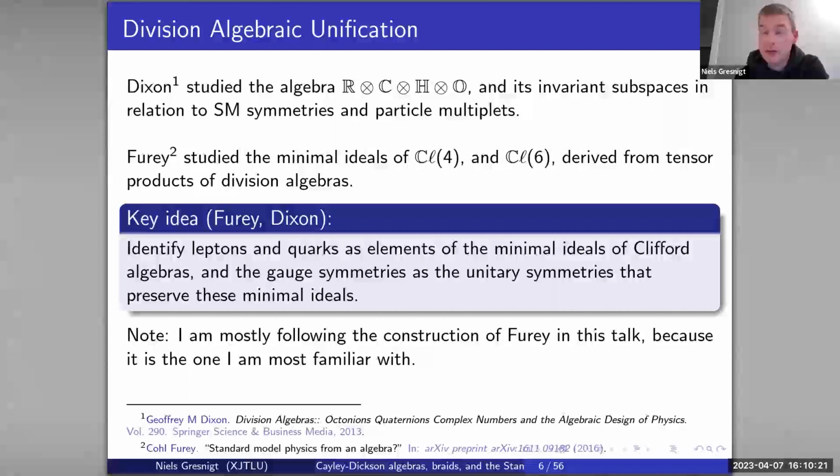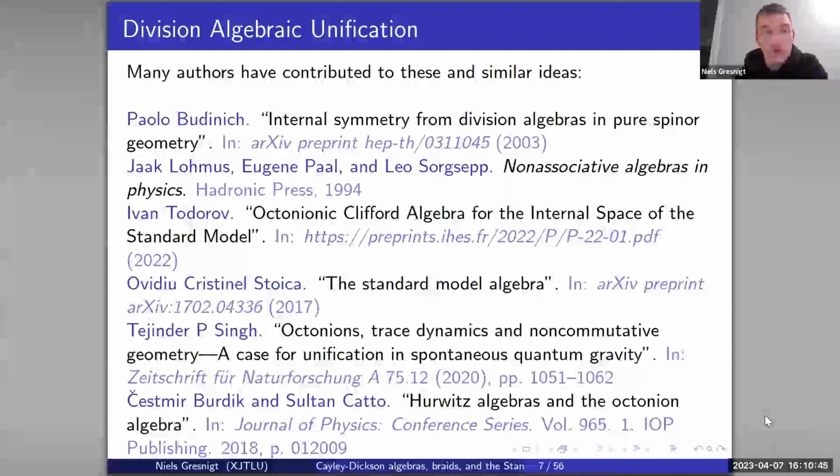So that's the basic idea, and it packages both the particles and the symmetries together into a single algebraic framework. So in this talk, I'm mostly going to follow Furey's construction because it's the one I'm most familiar with. But what Dixon does is also very similar, and other people have also looked at very similar ideas. So here are just a few references for other people that have looked, but it's by no means exhaustive. Of course, there are lots of other people that have looked at these ideas as well.